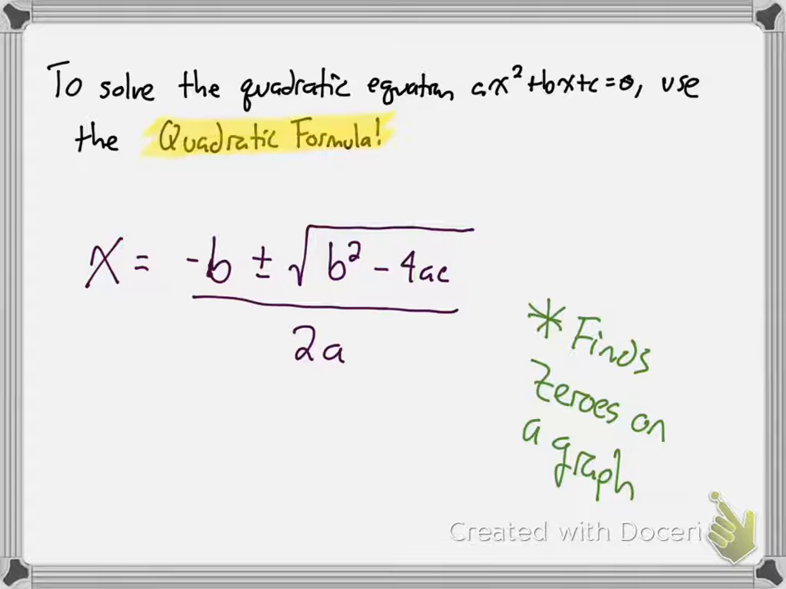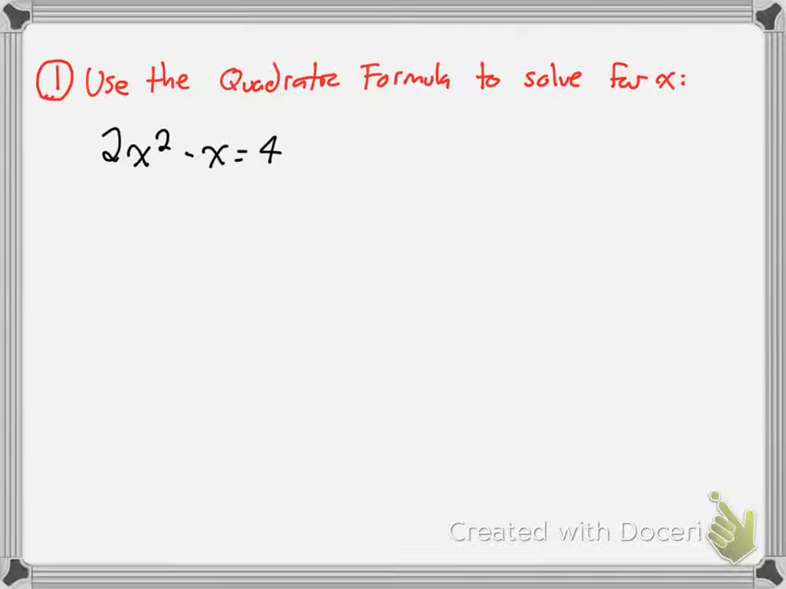And ultimately, we're setting the equation equal to 0 and it'll help us find zeros on a graph. So if we wanted to double check by seeing this visually or graphing an equation, that's also what I'm finding. I'm just doing this algebraically using the formula. So let's look at an example.